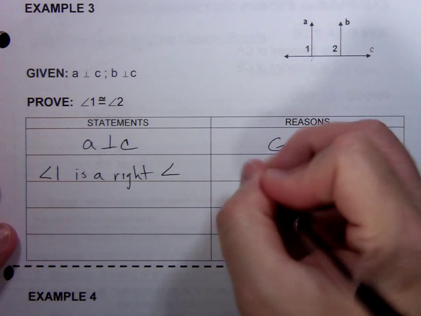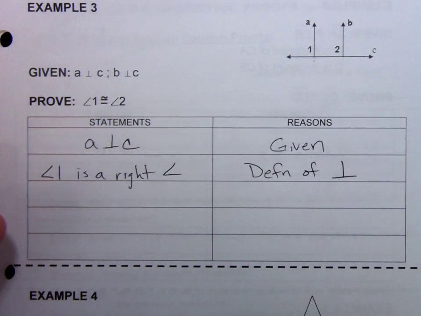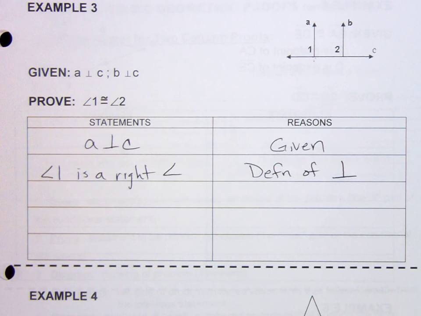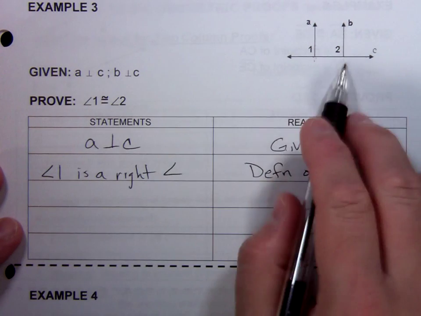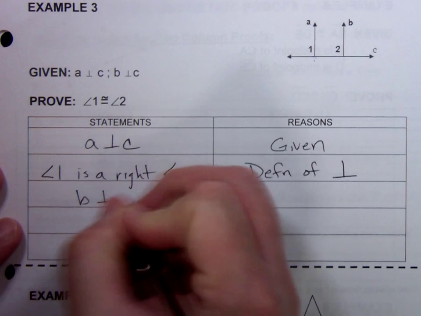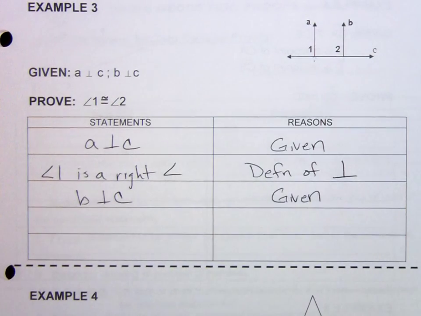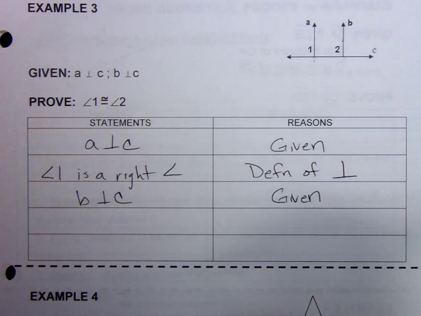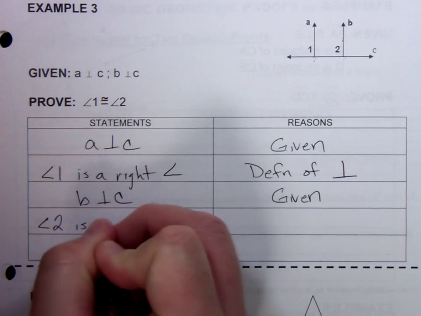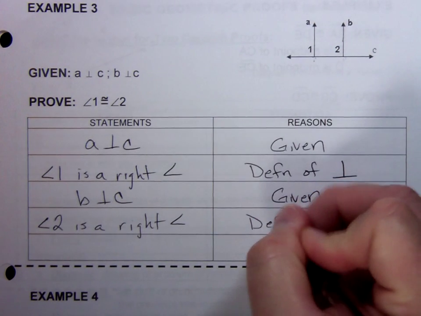And that was based on the definition of perpendicular. It's because I know what perpendicular means that I know that angle 1 has to be a right angle. Okay, now I also know that line B is perpendicular to line C. Again, because that was given to me. And just like I did on the other scenario, because I know that these two lines are perpendicular, I know that angle 2 is going to be a right angle. So angle 2 is a right angle. And again, that's because of the definition of perpendicular.